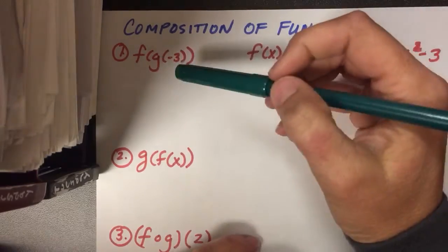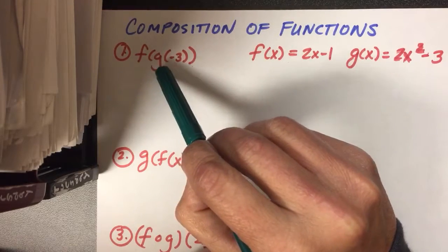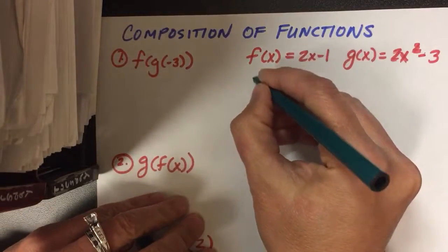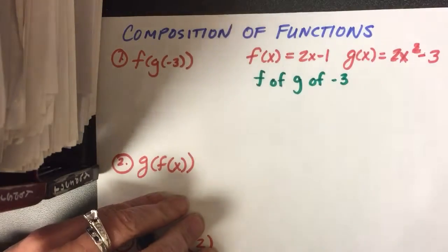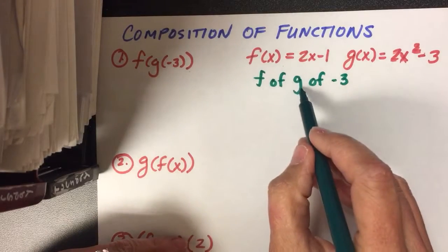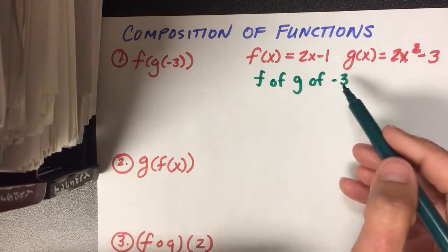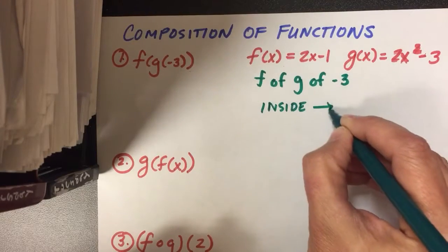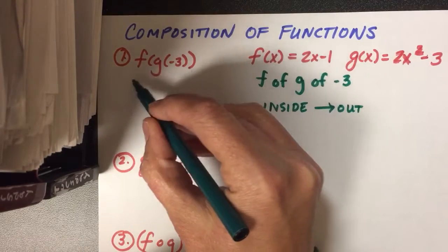So let's look at this example right here, number 1. I have f of g of negative 3, and that's how you write it. If you're wondering how to say it properly, we say function of g, function of negative 3. So it's functions of each other. What we do is we work inside out. You're always going to work inside out in your functions. So whatever's inside, we're going to work our way out.